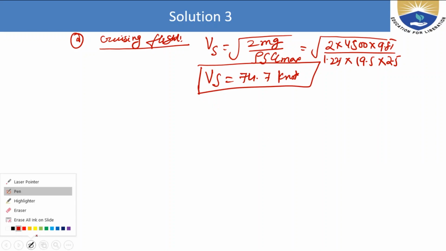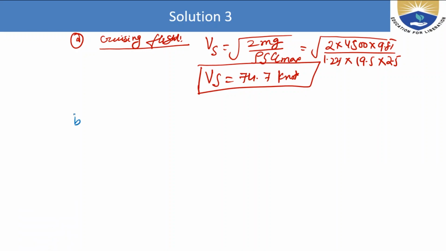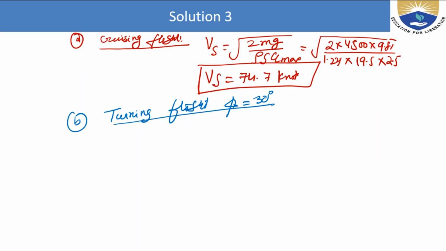Now we will discuss another flight, that is B. It is a turning flight. Turning flight, your phi is given as 30 degrees, meaning your aircraft is turning like this with a 30 degree angle. So 30 degrees is given here, and in this case the stall speed Vs is equal to 2mg divided by rho S CL max into cos of phi.